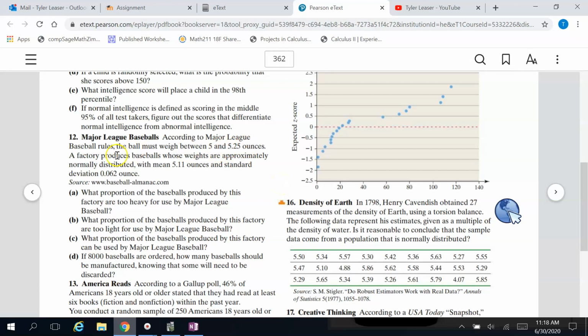12. According to Major League Baseball rules, the ball must weigh between 5 and 5.25 ounces. A factory produces baseballs whose weights are approximately normally distributed with a mean 5.11 ounces and standard deviation 0.062 ounces. What proportion of the baseballs produced by this factory are too heavy for use by the Major League?